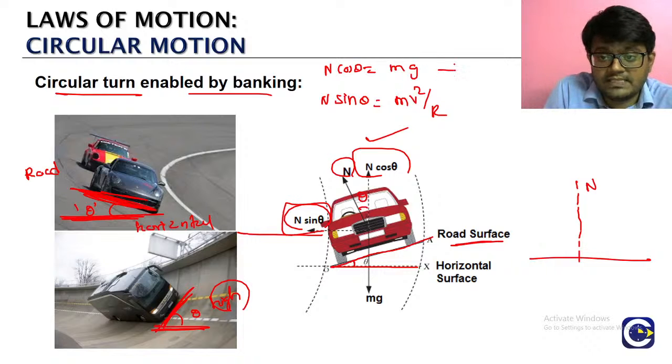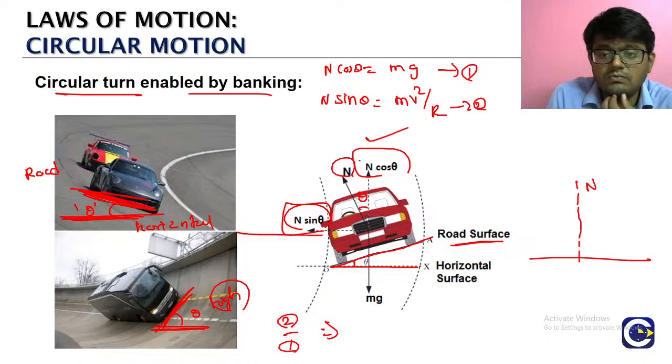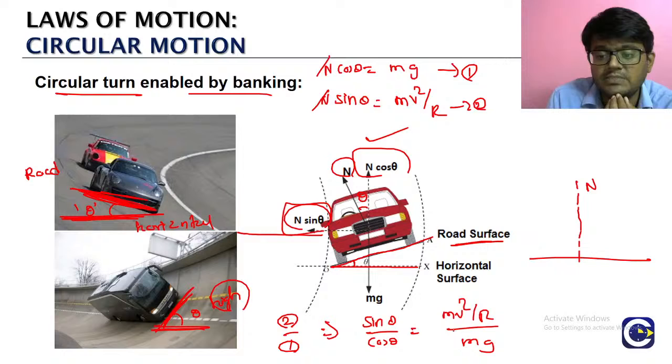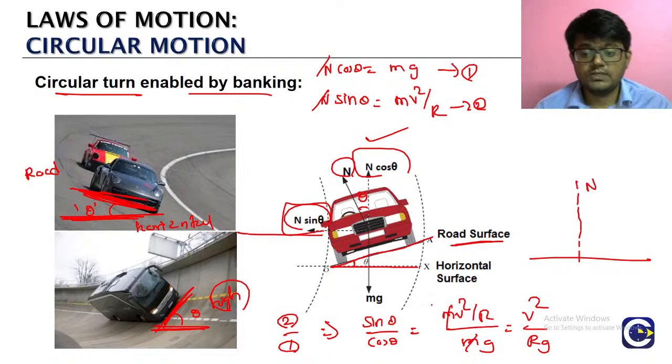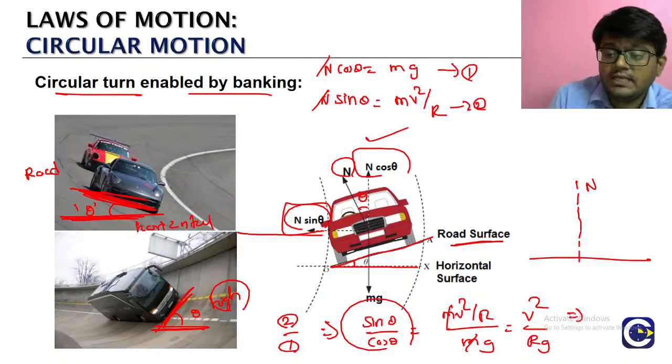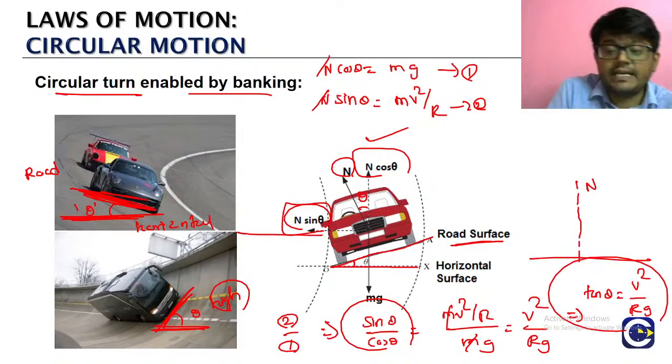Let us say this is equation 1, equation 2. We'll just do equation 2 by equation 1. What is there on the left hand side? N will be cancelled. Left hand side will have sin theta by cos theta. That is equal to what? Right hand side, mv square by r divided by mg. m is cancelled. V square by rg. So sin theta by cos theta means tan theta. Tan theta is equal to v square by rg.